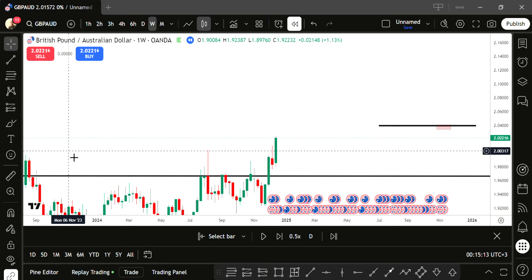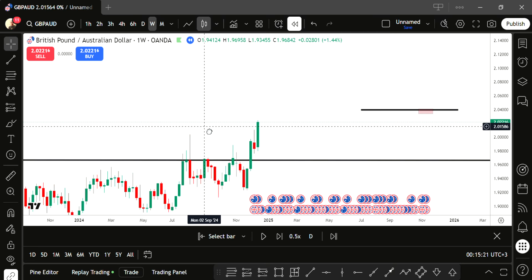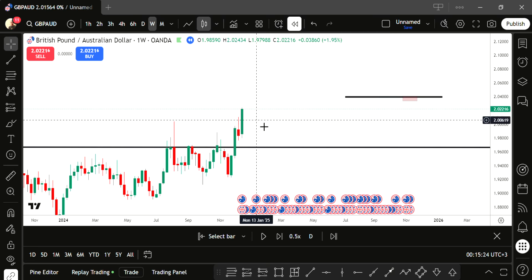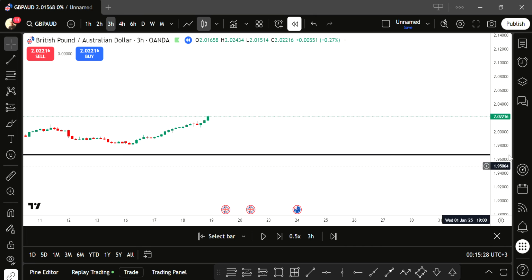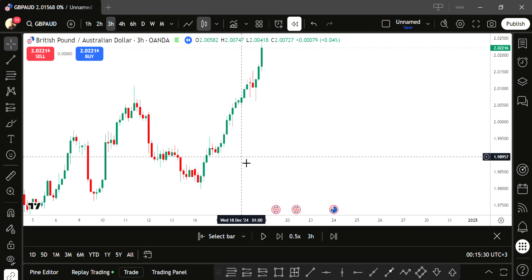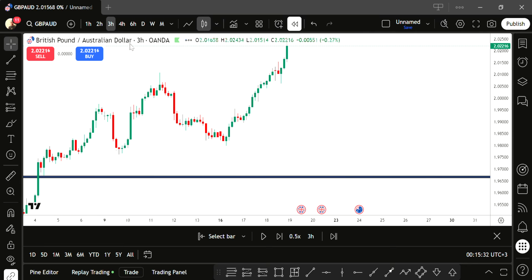I'm going to be giving you a step-by-step guide on how to analyze the market my way. So without wasting any time, let us go for it. So let's say this is GBP AUD, and this is the 3-hour time frame.